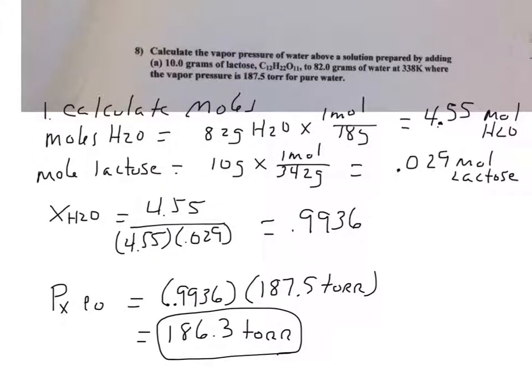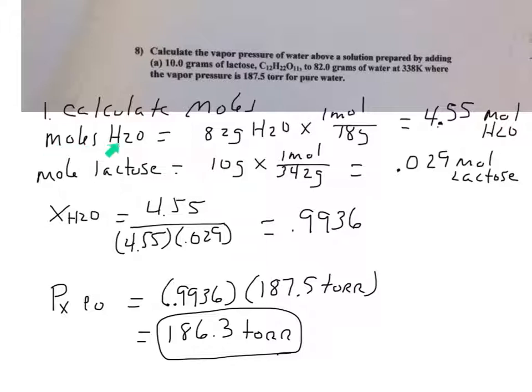One final example problem. Calculate the vapor pressure of water above a solution prepared by adding 10 grams of lactose, chemical formula C12H22O11, to 82 grams of water at 338 degrees Kelvin, where the vapor pressure is 187.5 torr for pure water. The first thing we need to do is let's take this 10 grams of lactose and convert that to moles, and let's take this 82 grams of water and convert that to moles.